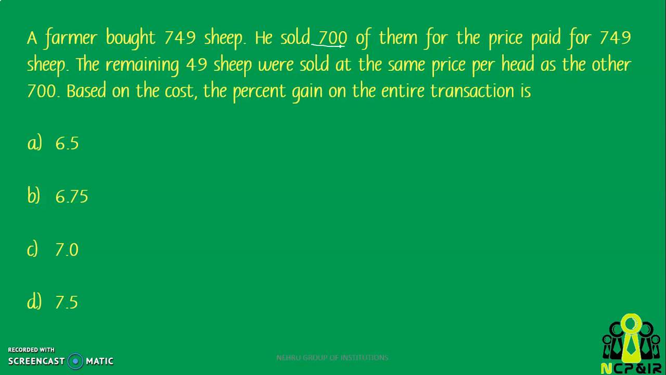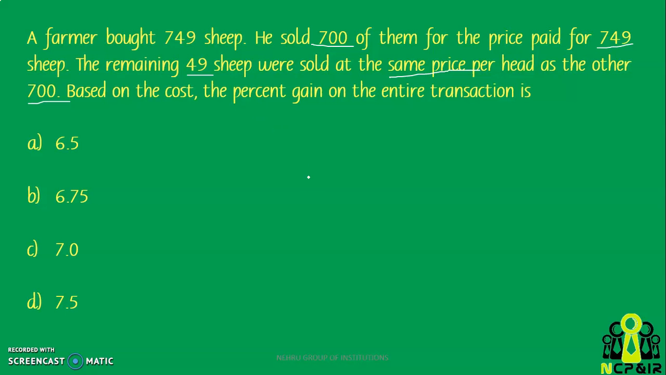Next one. A farmer bought 749 sheep. He sold 700 of them for the price of 749 sheep. The remaining 49 sheep were sold at the same price per head as the other 700. Based on the cost, find the percentage gain on the entire transaction. Now here we need some understanding, otherwise we will make this problem a little complicated.